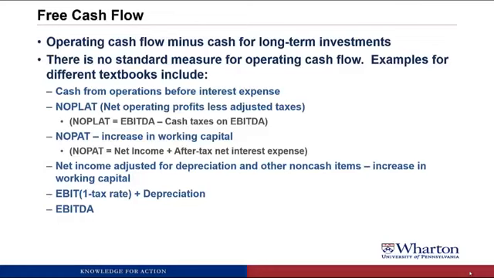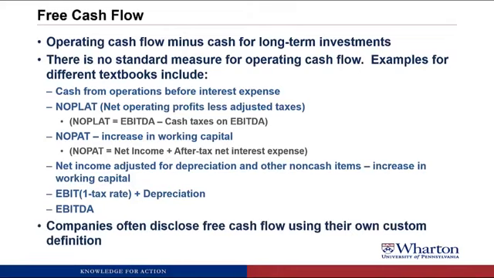NOPAT is net income adding back interest expense and then adjusting for changes in working capital to get closer to cash flow. Another book called it net income adjusted for depreciation and other non-cash items minus an increase in working capital, which I guess would be okay as long as the depreciation was after tax, because net income is after tax. Another said gross up earnings before interest and taxes and add depreciation. And a lot of them just say EBITDA without defining what it is.